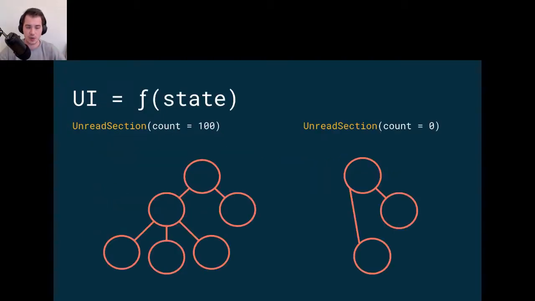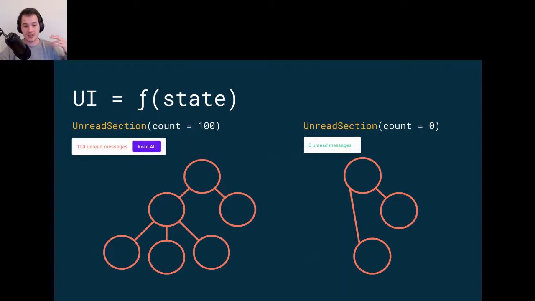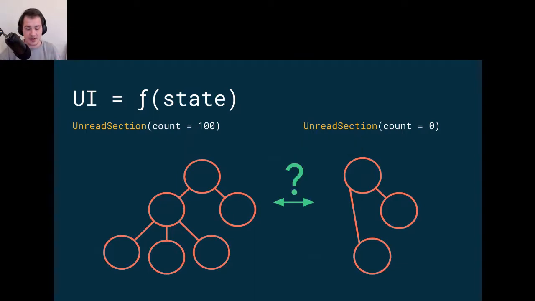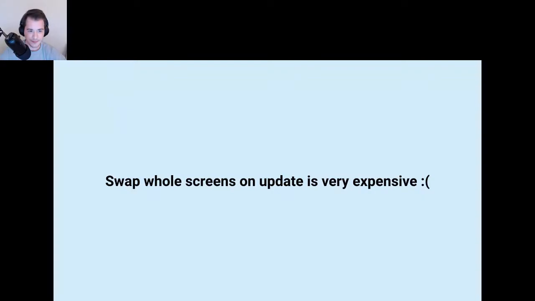So we have these 2 UIs. When count is 100, one tree. When count is 0, the other tree. The question is, here is like how they can be represented, right? Here the question is how to translate between these 2 trees. That's the very tricky part. This is so far the only kind of like tricky part of our framework, right? Aside from the rest. As I said, swapping the whole screens is very expensive. Otherwise, we will be all doing this, right?